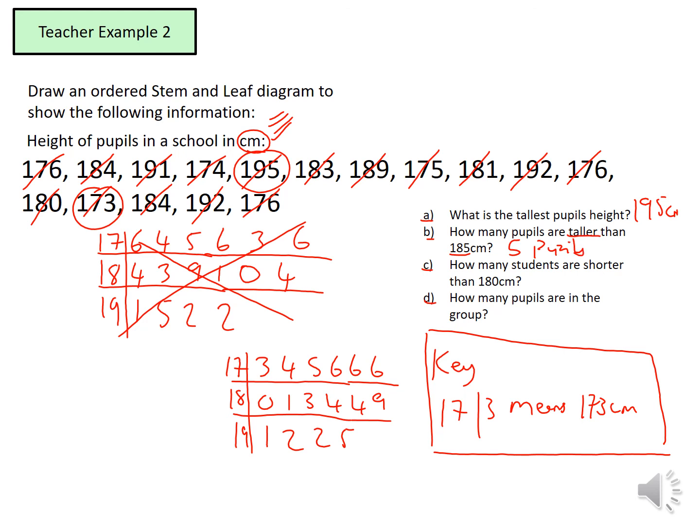Next bit, I need to know how many are shorter than 180. So there's 180, we want shorter than 180. So 1, 2, 3, 4, 5, 6. So 6 pupils are shorter than 180.